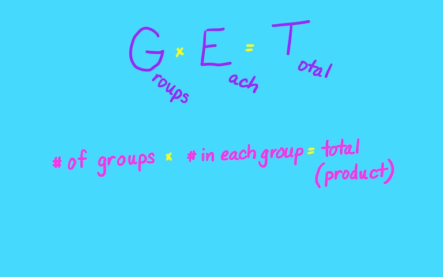Okay, remember we have a little saying or a word that will help us when we're doing multiplication. So the word is get, G-E-T. And the G in get stands for groups. That's the number of groups. Then we multiply that by the E, which is each, the number in each group. And that will equal the total. The total is also called the product. The product is an answer to a multiplication problem.